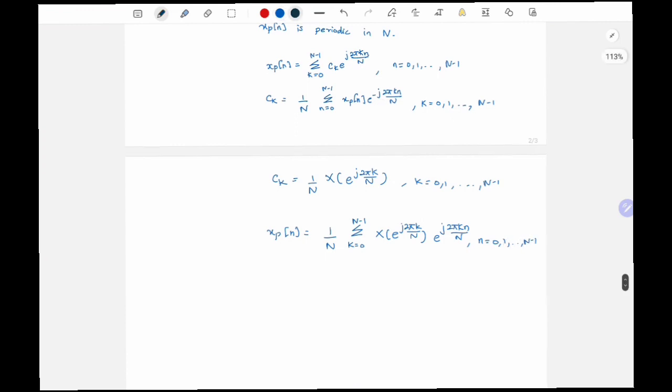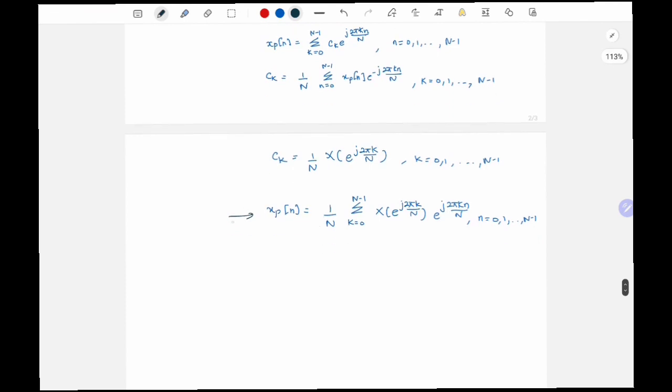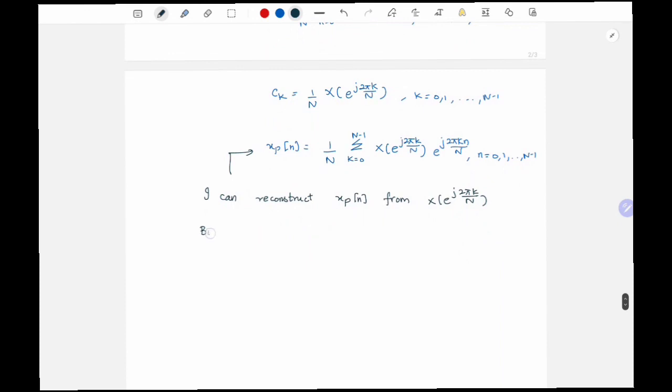So what does this equation say? This equation says I can reconstruct xp of n from X of e power j 2 pi k by N. But can we still recover x of n? Because we started with x of n, right?